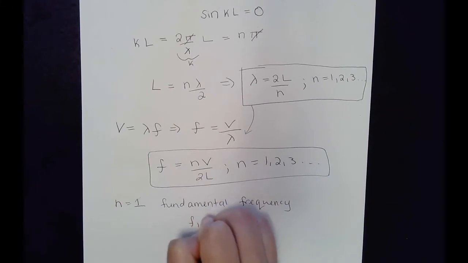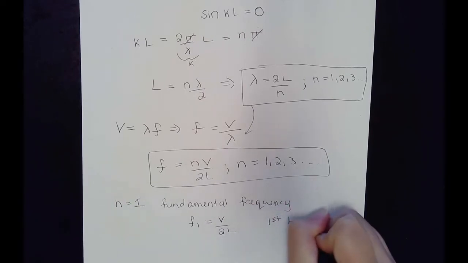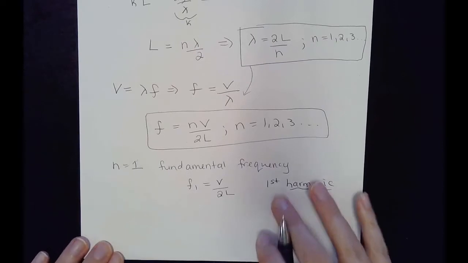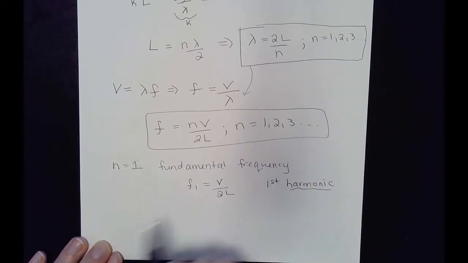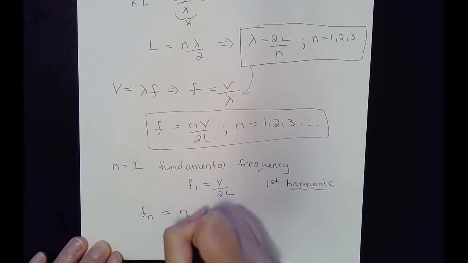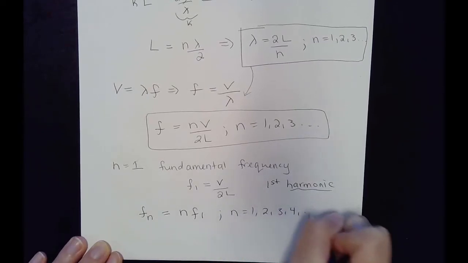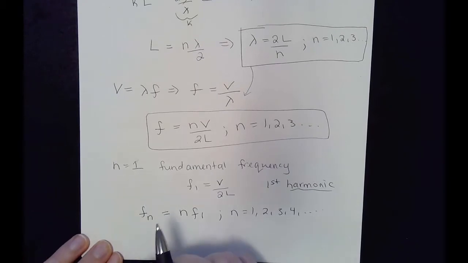So we have f1 equals 1 v over 2L, and that's either the fundamental frequency or the first harmonic. These frequencies are also called harmonic frequencies. The allowed frequencies at which standing waves can occur are each multiples of the fundamental. We can see that here: fn equals n f1, where n is 1, 2, 3, 4. And this is a complete harmonic series since we have frequencies existing for all positive integers.